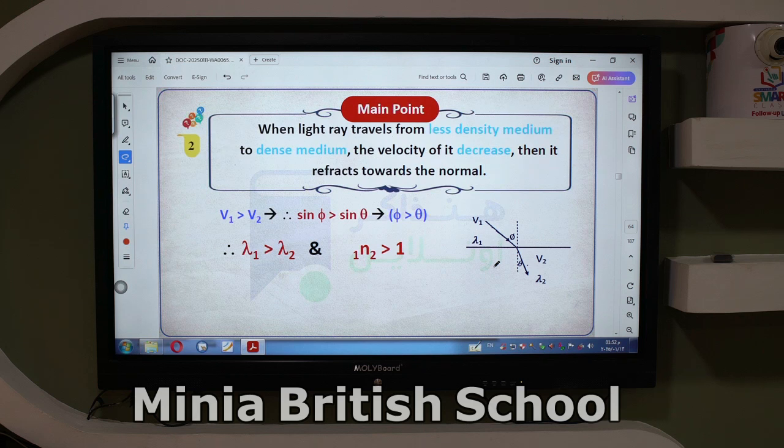When a light ray travels from a less dense medium to a dense medium, its velocity decreases. Then it refracts towards the normal line. This means the angle will decrease. Theta here decreased. So velocity 1 is greater than velocity 2: the velocity in the first medium is greater than the velocity in the second medium.